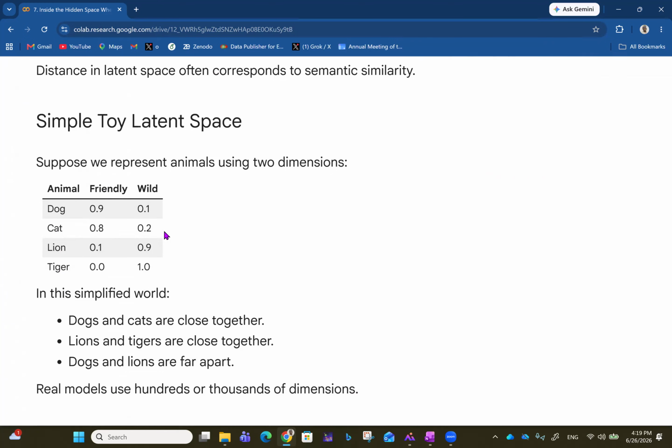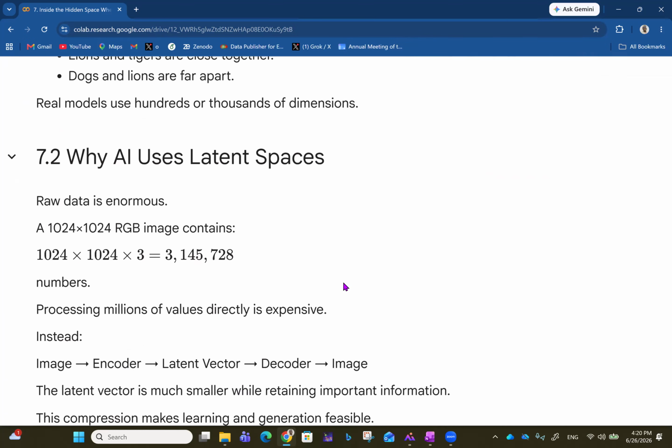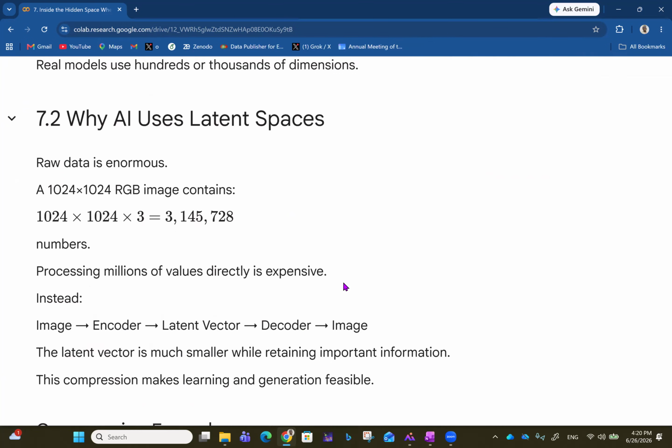The closer together these numbers are, the closer together the actual animals would be. So in this simplified world, you see that dogs and cats are close together, while lions and tigers are close together also. Dogs and lions, of course, are far apart. Dogs are so friendly, but lions are only a little bit friendly. Real models use hundreds or thousands of dimensions like this. We've used friendly, wild, and so on, but we could actually continue like that. Now, 7.2, why AI uses latent spaces then?